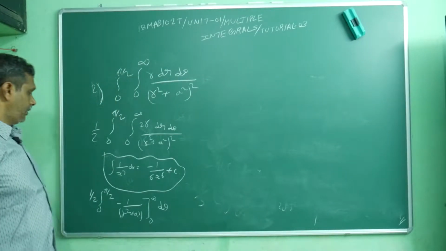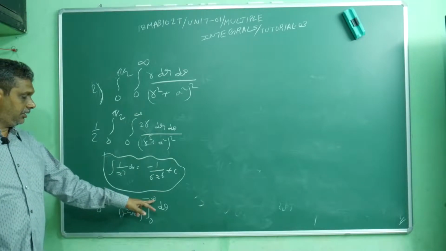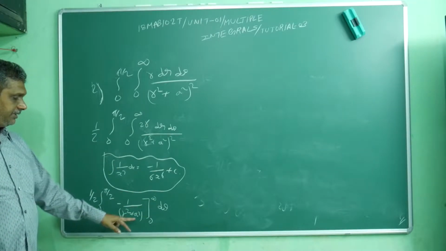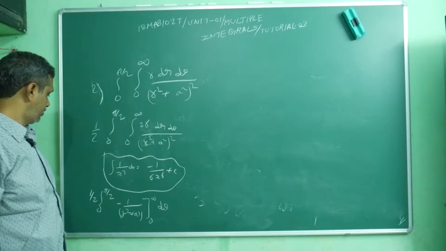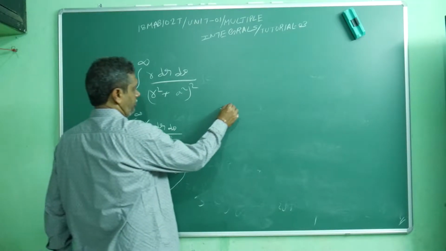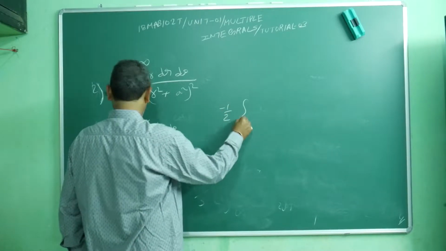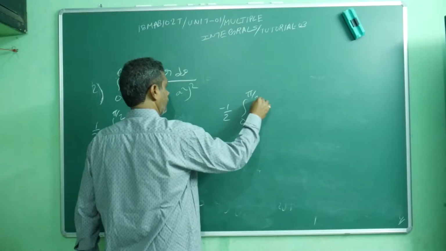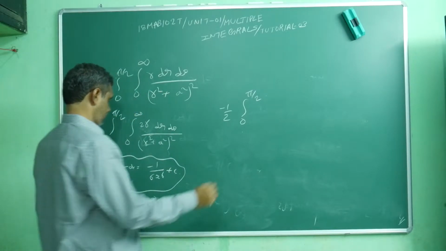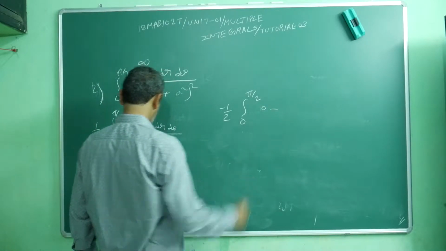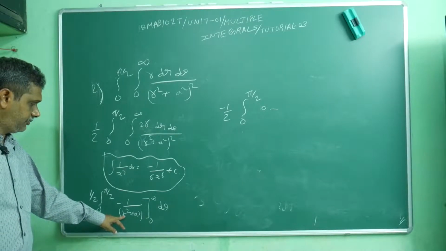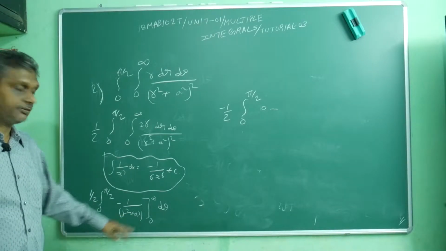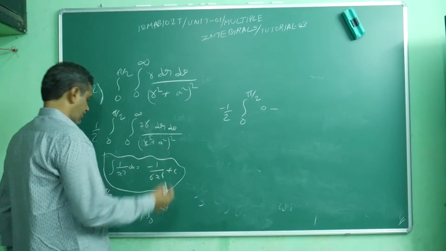Now you see, if you apply the limit, with respect to infinity, infinity plus anything is equal to infinity, and 1 by infinity is 0. So the upper limit is 0. If you want, you can take minus 1 by 2 outside. 0 to pi by 2. Upper limit is 0 minus lower limit. Lower limit, if you substitute in r's place, 0 plus a square is equal to a square. So I have already taken the minus outside.